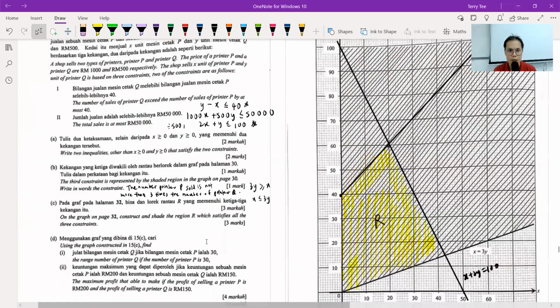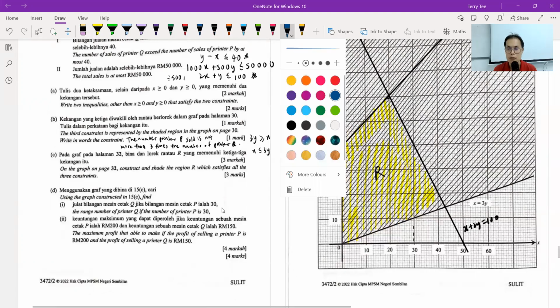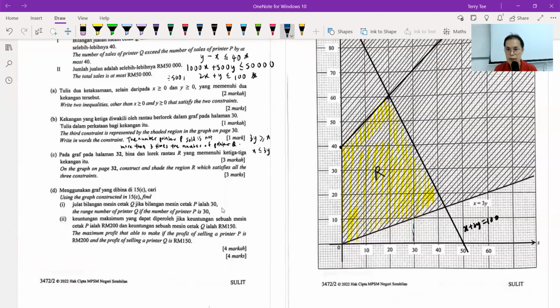Okay, next one. Using the graph constructed, find the range of number of printer Q if number of printer P is 30. Printer P is x. Find your y. When your x is 30, what's your y? Let me use a blue color pen. Your x is 30, this is blue color. You can see, this is 30. Your y has a minimum value of 10, and a maximum value of 40. You can see from here, 40. You're finding the range of values of y, so your y value is between 10 and 40.